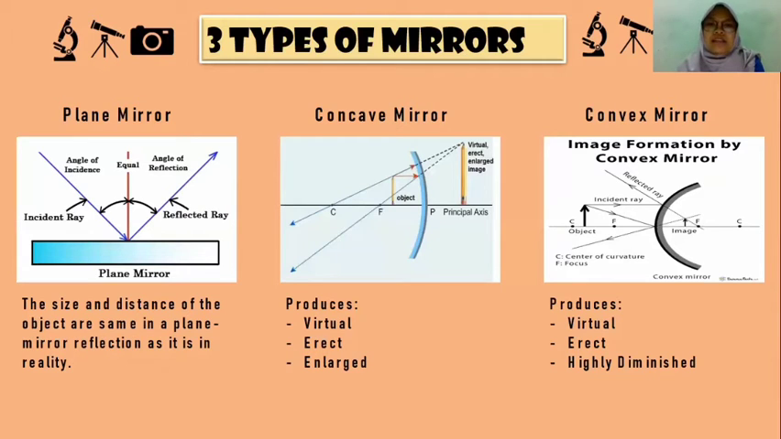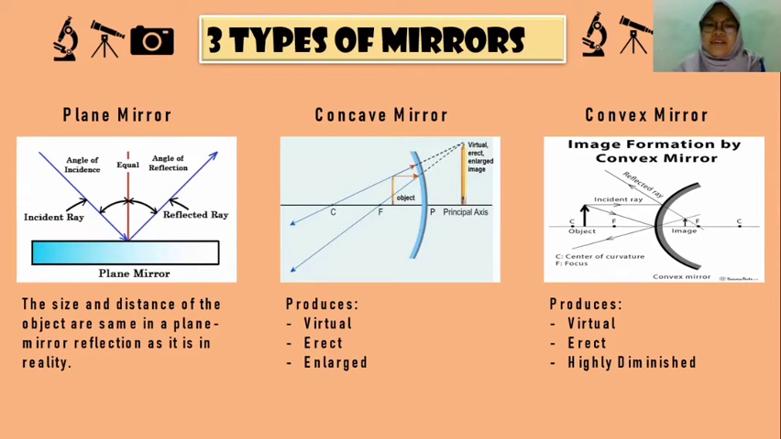So these are the three types of mirrors. Plane mirrors. It is a flat mirror that reflects light rays in the same order as they fall on the mirror. In other words, the light is reflected at the same angle as the angle of incidence. So the size and distance of the object are the same in a plane mirror reflection as it is in reality.